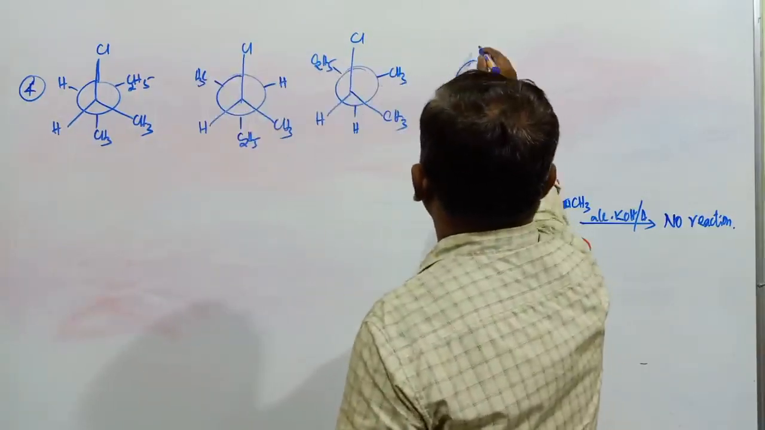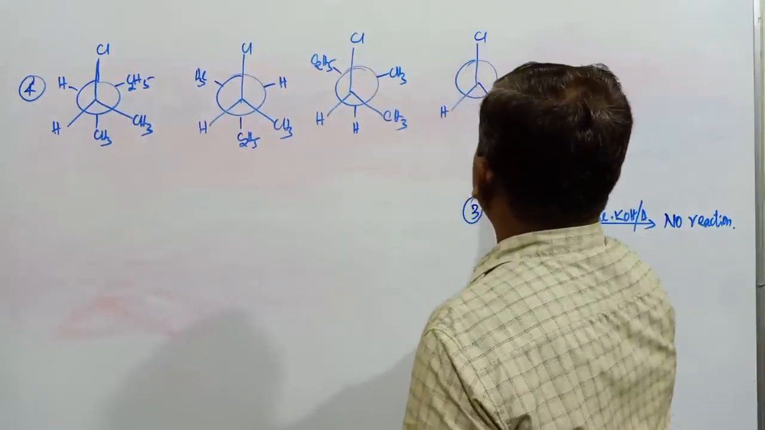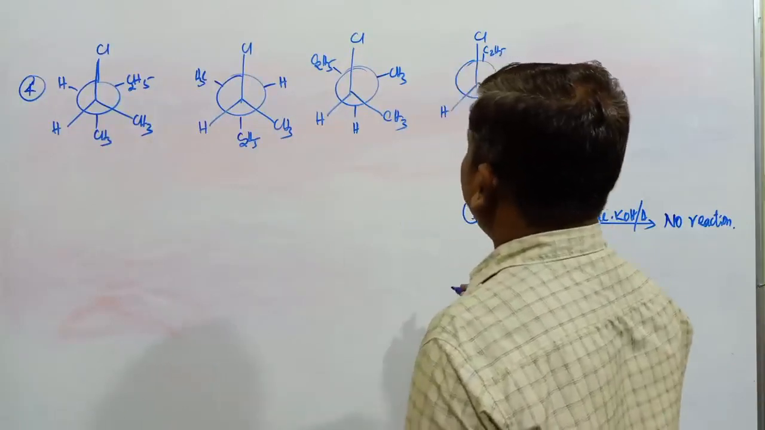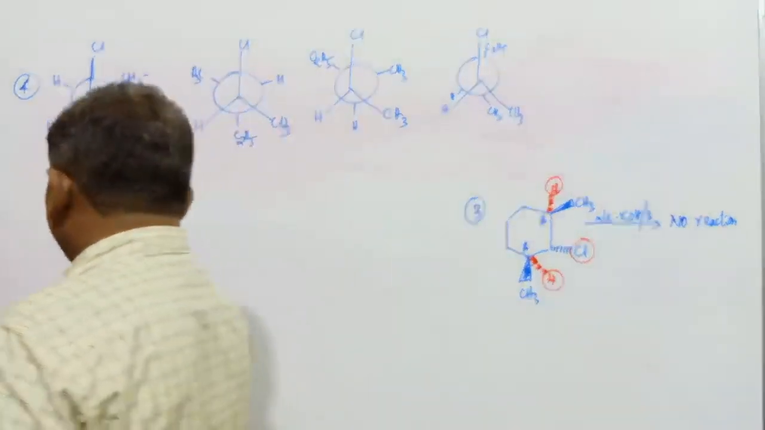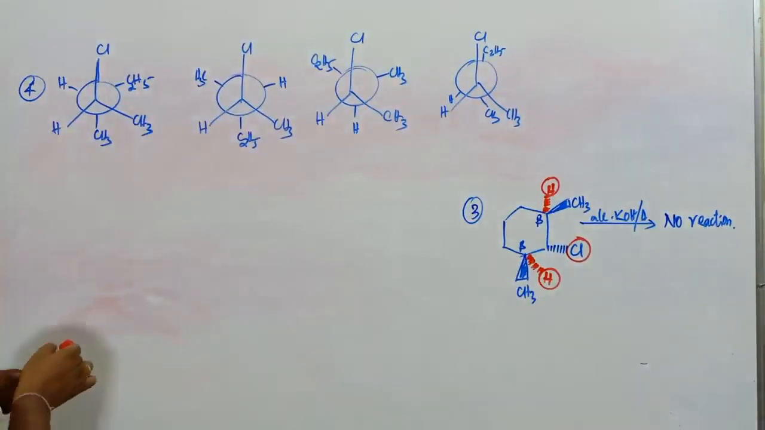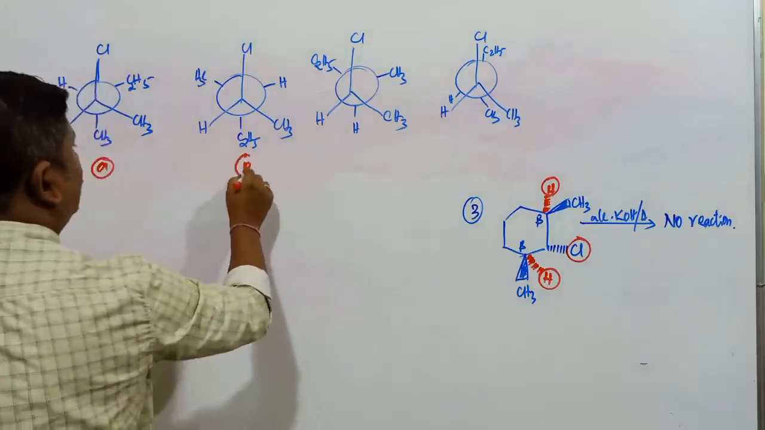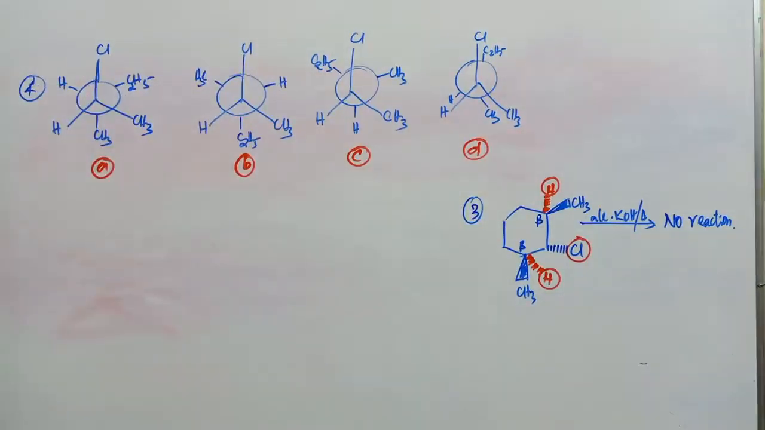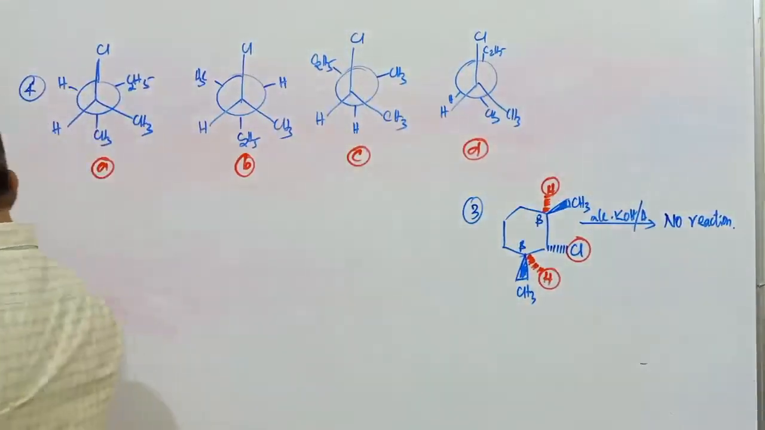And the fourth structure is what? This is Cl, this is hydrogen, it is CH3, this is C2H5. Next, here it is CH3, this is H. Now this is the first molecule, let us call it A. This is B. Next one, this will be C and this is D. The question is, out of these four molecules, which one undergoes E2 elimination reaction?